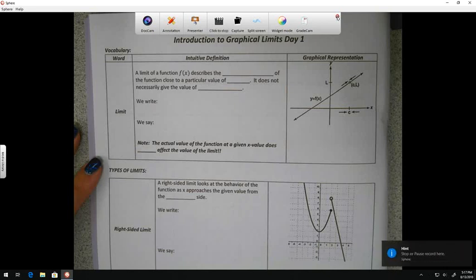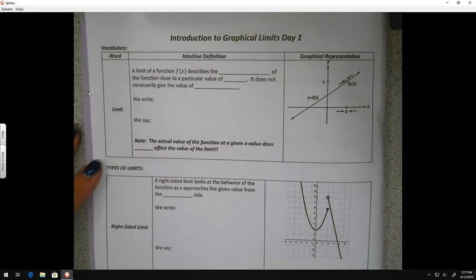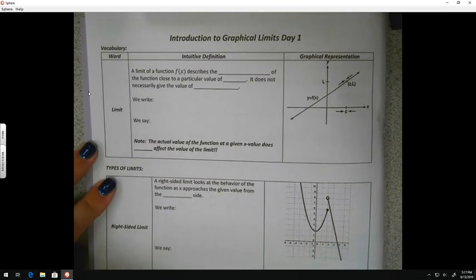Hey everyone, so the video right now is on Introduction to Graphical Limits Day 1. The first thing we're going to talk about is actually what a limit is.